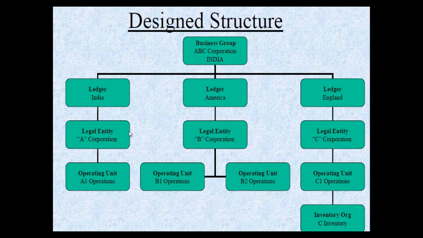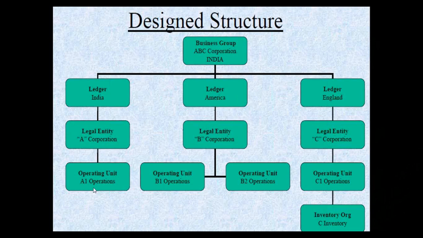These ledgers will be associated with the companies. This is a new structure in R12. Earlier, legal entities were directly connected to business group, which was not solving the purpose. Now, legal entities are also used for doing intercompany transactions. So, A corporation, B corporation, and C corporation can do transactions among themselves. That's the reason legal entities have been introduced after ledger.